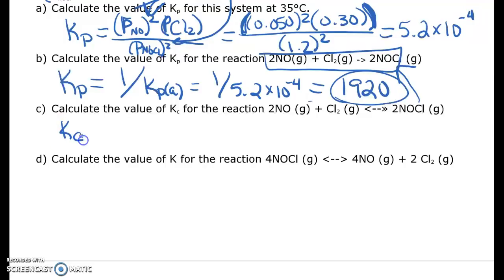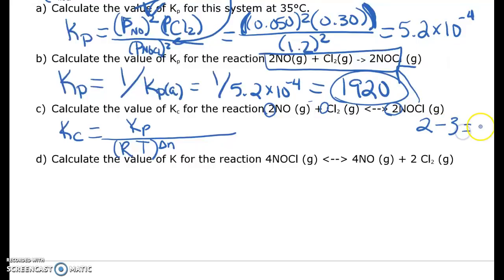So if I rearrange my equation, I have Kc is going to equal Kp over my universal gas constant times my temperature in kelvins, and that's going to be raised to the change in moles of the system. In this case, I have 2 moles of product, and I'm just looking at the coefficients here. I have 2 plus 1 moles of reactants, giving me 3. So my change in moles, going from reactants to products, is a change of -1. So that's going to be a -1 power there.